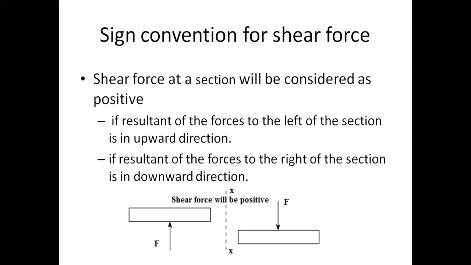In the previous example also, on the left side you have an upward direction, on the right side you have a downward direction. Therefore, both are considered positive. If you take either the right side or the left side, it will give positive shear force. Here is a schematic I have given. This is the x-axis section, this is the left side and the right side. Shear force will be positive if this is upward and this is downward.